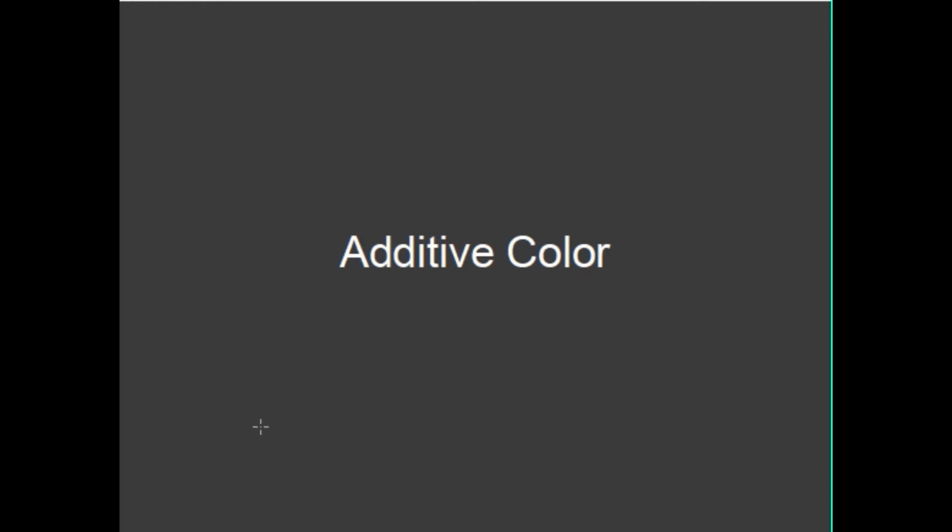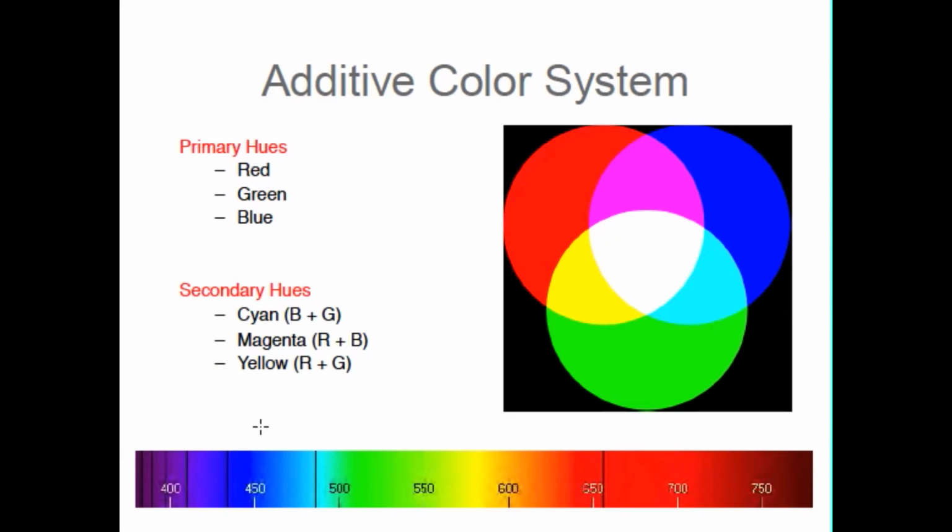We need to take a look at the additive color system as an umbrella system, basically to understand what's going on when you're actually looking at a computer display. So this is the world of additive color. We've already seen this device, this kind of color wheel, where we have the three hues and then the secondary hues, and they all mix together into white light.